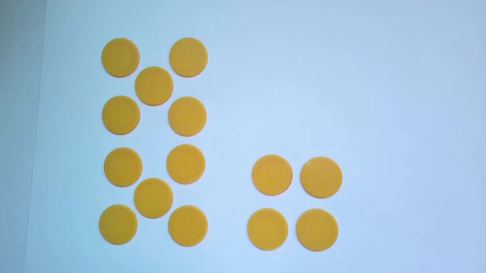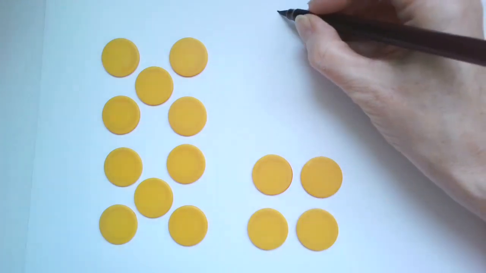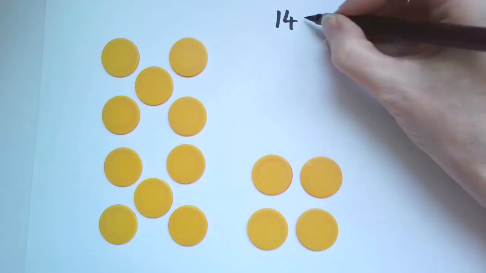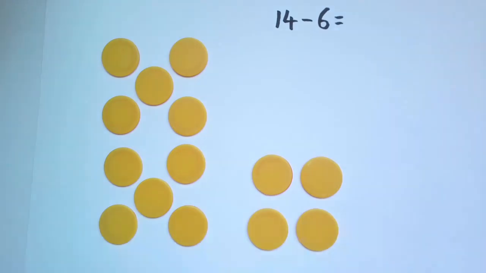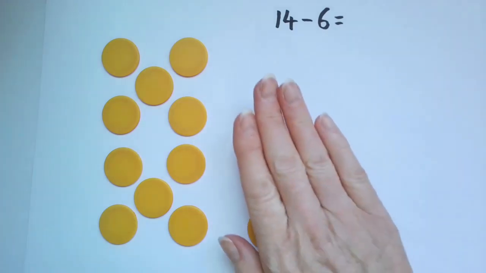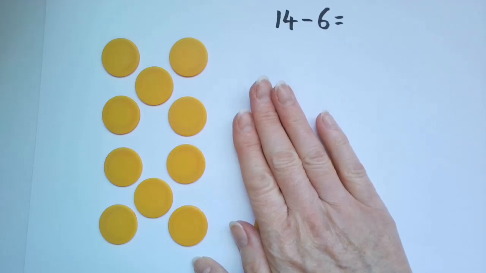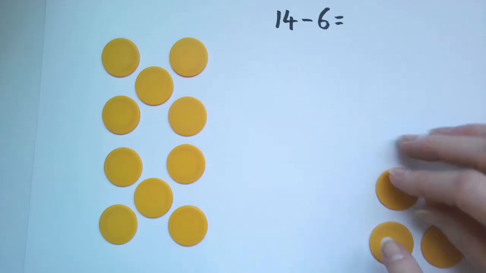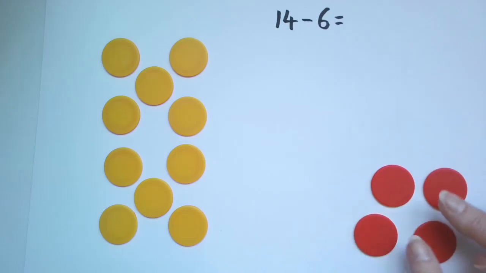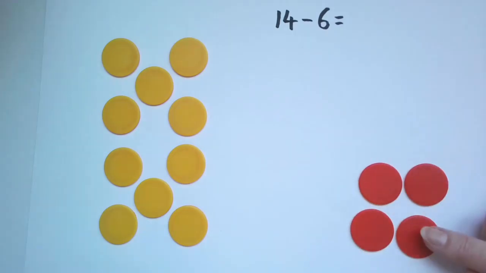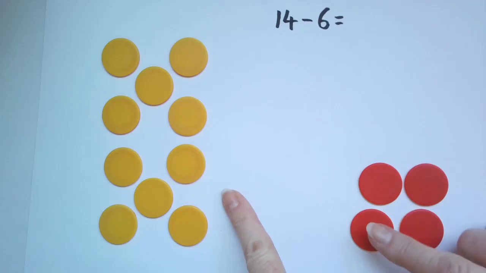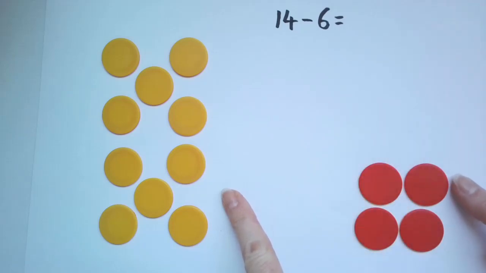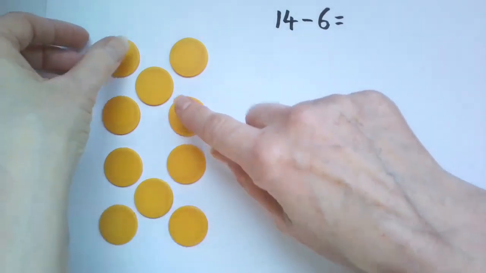We're going to start with 14. So we're going to find 14 and let's subtract 6. So I've got 14 counters and I know straight away if I subtract 4, I would have 10 left. So let's subtract those 4. I'm going to flip them over so we can see those being subtracted. I need to subtract 6 altogether. So I've got 10 left, and if I want to have subtracted 6, I need to take away 2 more from my 10.